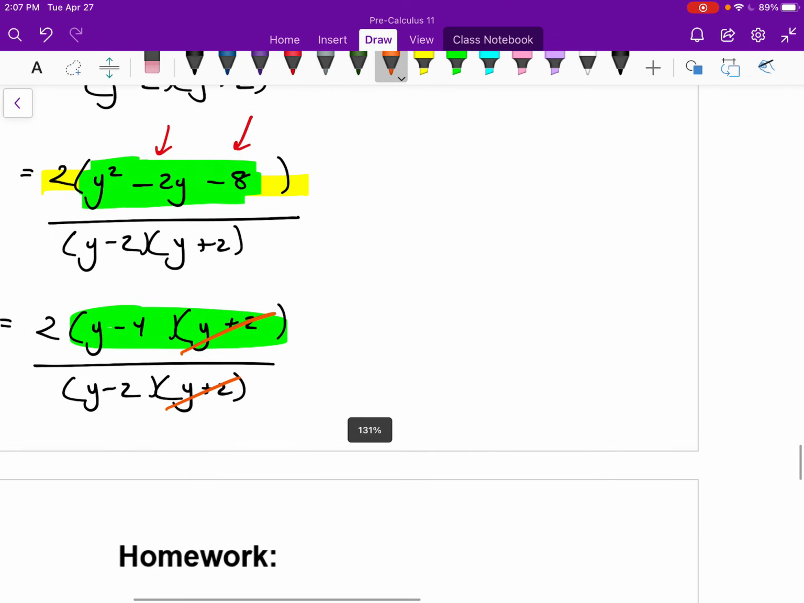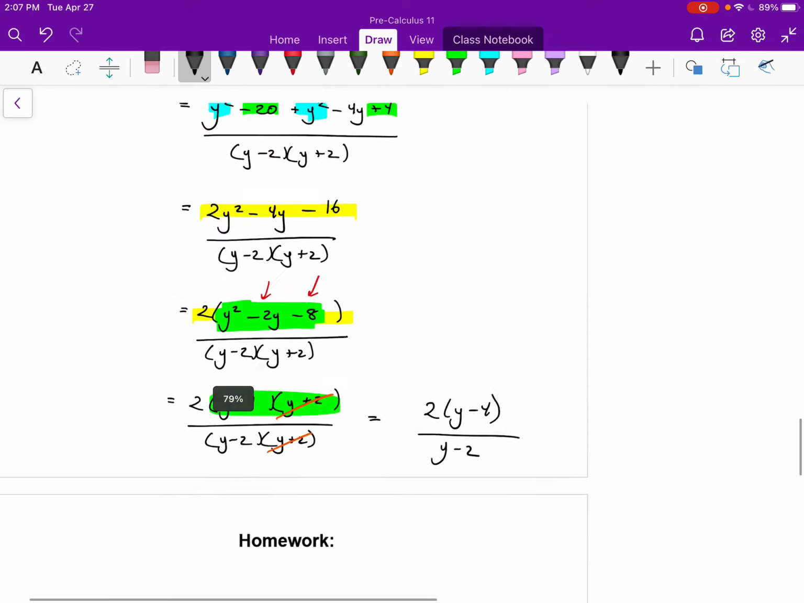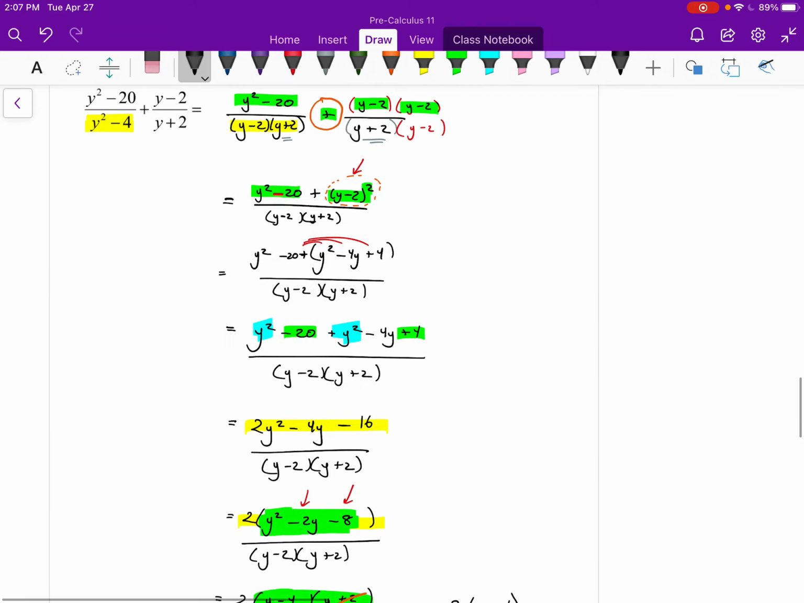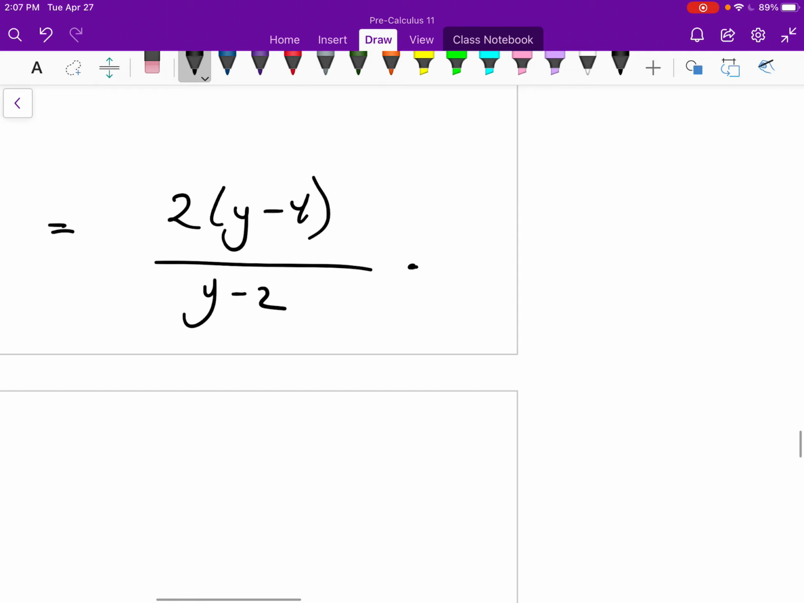I can simplify this down to 2 times y minus 4, or 2y minus 8, over y minus 2. And if I just go back to the restrictions, I can see y just cannot equal plus or minus 2 all along, nothing else. Yeah, so y cannot equal plus or minus 2.